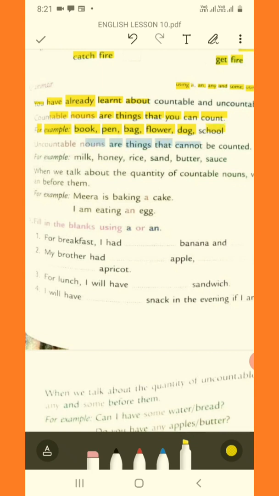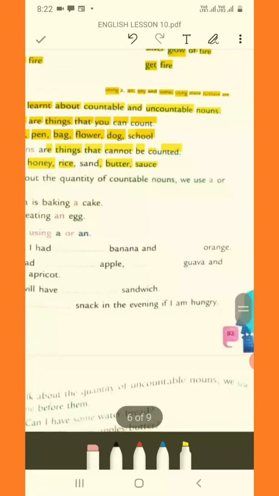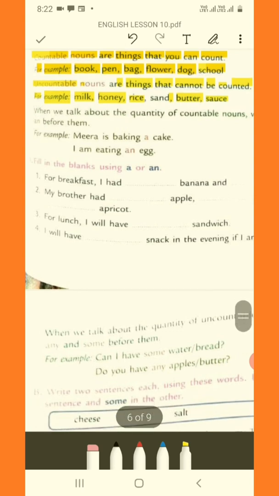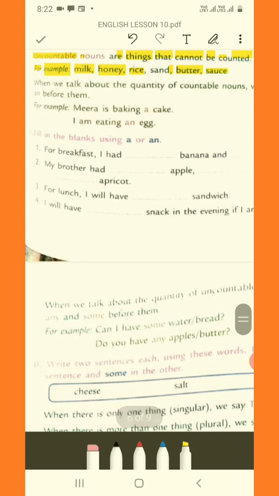Uncountable nouns are things that cannot be counted, isn't it? Uncountable nouns are things that cannot be counted. For example, milk, honey, rice, sand, butter, sauce. Right? So when we talk about quantity of countable nouns, we use a or an before them. Always remember, like I'm eating an egg. Okay? You are asked to fill in the blank using a or an. I'm leaving this also for you.